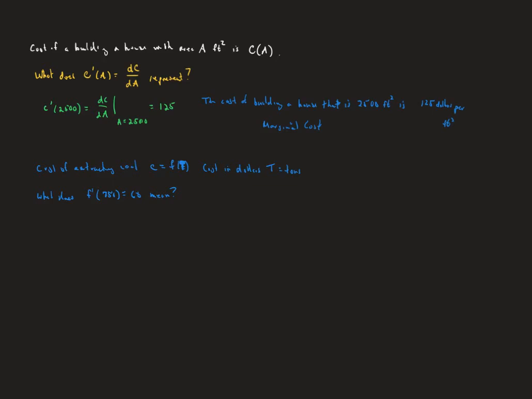So it would be the cost of extracting more coal after we have already removed 750 tons is going to be, and here's our units, $60 per ton. And that again would be thought of as a marginal cost in the context of this problem.